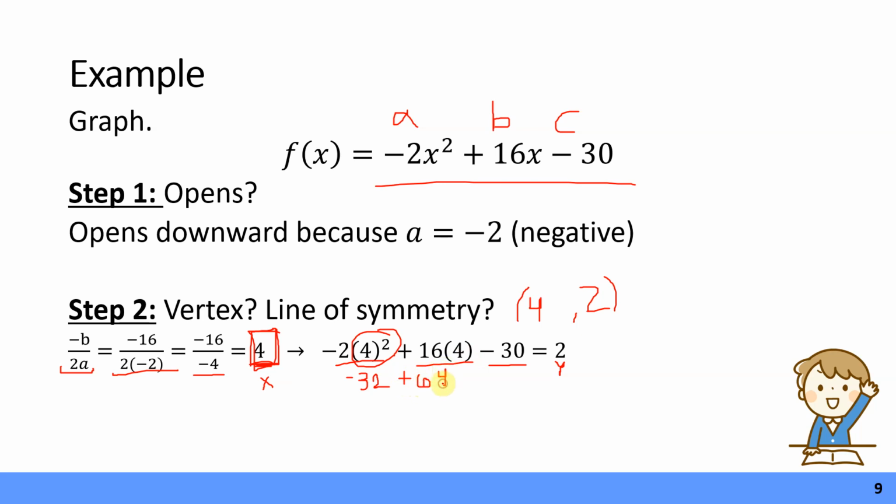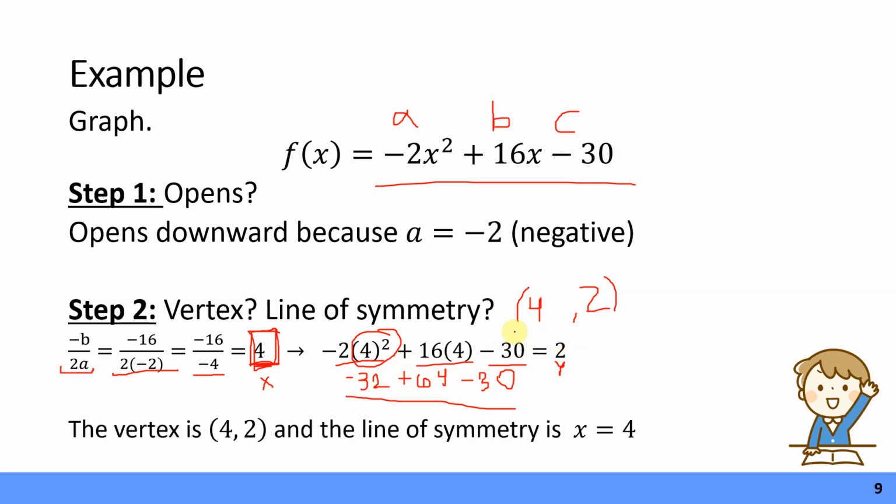And then you have minus 30. So that is how I got the 2. Okay, so if you were wondering how in the world did you get a 2, you have to do order of operations here, and then you end up with this, and then you could just put that straight in your calculator. So negative 32 plus 64 minus 30, that's how I got the 2.